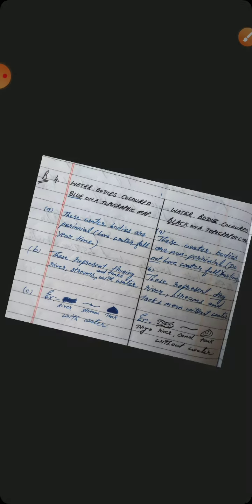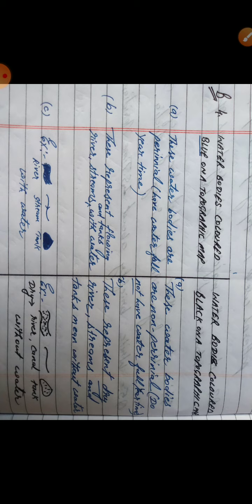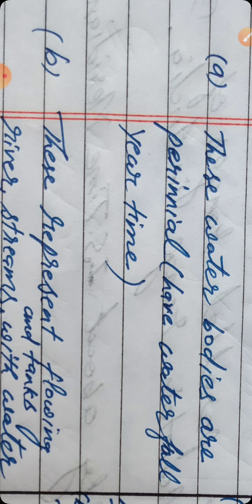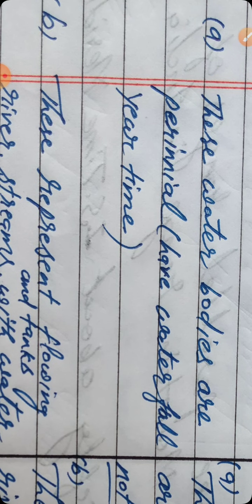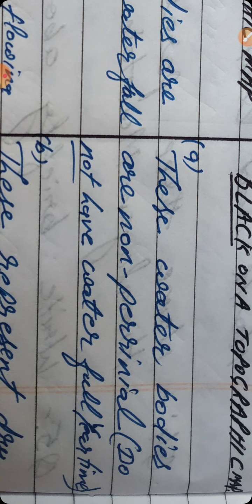Now coming to the next point of difference, the fourth one: water bodies colored blue on a topographic map, and opposite is water bodies colored black on a topographic map. First point, these water bodies are perennial, that means they have water full year time. Opposite point, these water bodies are non-perennial. Non-perennial is a new word for you, but you have to learn this word also. So we can write these water bodies do not have water full year time.